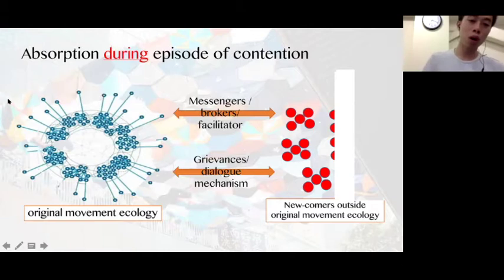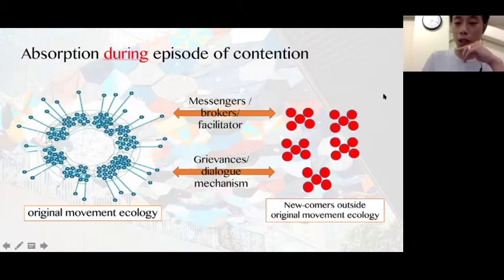So this is what a momentum movement looks like. It is a decentralized structure where we hope different networks can train up trainers, and these trainers can spread the messages and also spread the movement DNA to other participants. But when we have a contention where all these newcomers have not received any training, have not been affiliated with any trainer or organization, I think these trainers or networks should act as a messenger or broker or facilitator to try to connect with these people.